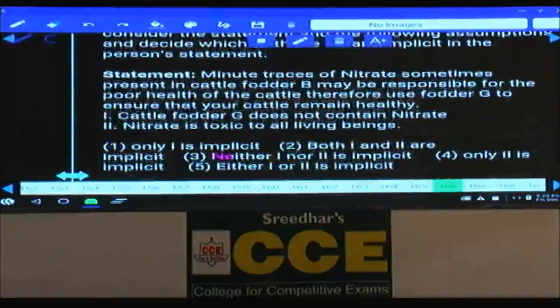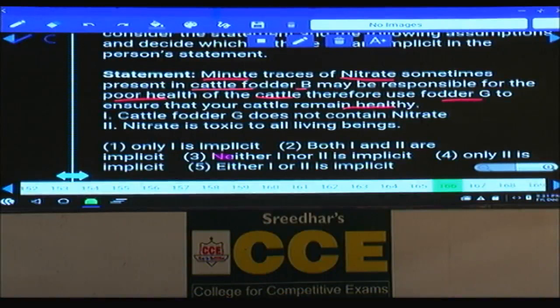Now 166: minute traces of nitrate, sometimes present in cattle fodder B, may be responsible for the poor health of cattle. Therefore, use fodder G to ensure that your cattle remain healthy.